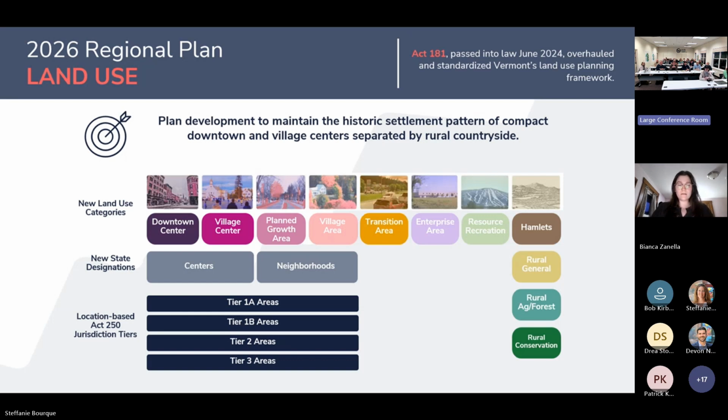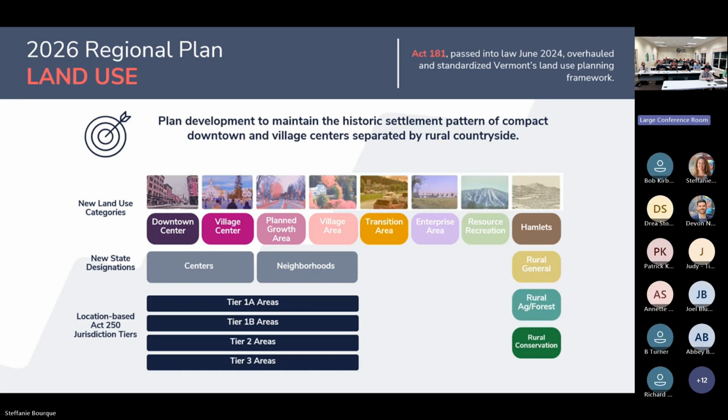Act 181 introduced all of these new land use categories. There are essentially 7 categories where you're targeting higher density growth, and then 3 rural categories where we're looking at more lower density development or conservation efforts. Act 181 laid out a new state designation program for what I like to call the core 4 land use categories: the downtown center, village center, planned growth area, and village area. So there are going to be new state designations and benefits for downtown centers and village centers.